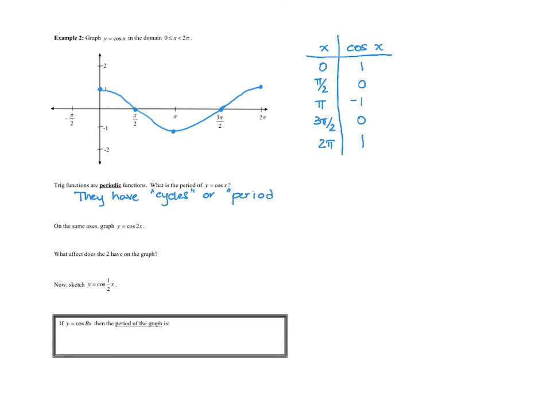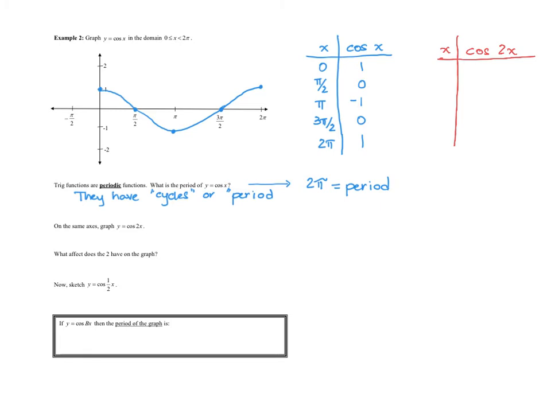So the entire graph of cosine can be seen from 0 to 2 pi. So we say the period of y equals cosine of x has a period of 2 pi. So if I start a new t-chart over here and I change the value in front of the x, now I'm going to graph the cosine of 2x.